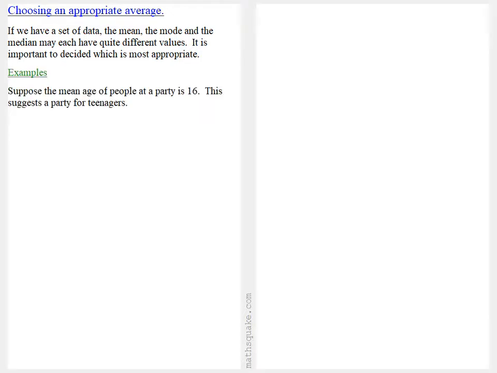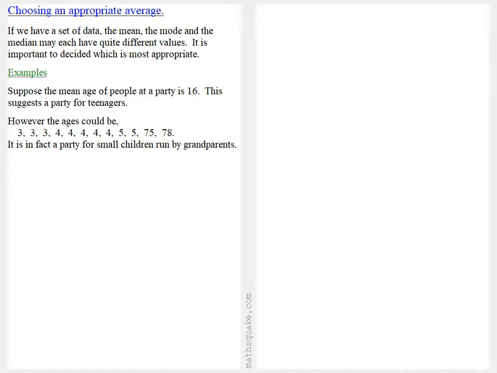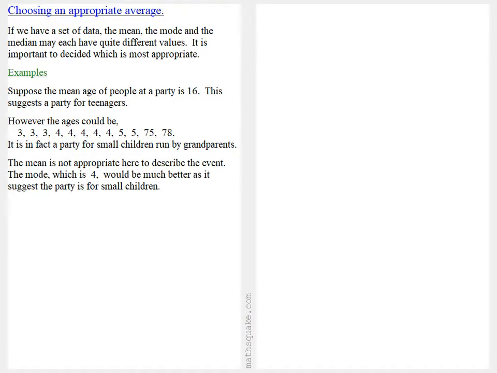Suppose the mean age of people at a party is 16. This suggests a party for teenagers. However, the ages could be 3, 3, 3, 4, 4, 4, 4, 4, 5, 5, 75 and 78. It is in fact a party for small children run by their grandparents. The mean is not appropriate here to describe the event. The mode, which is 4, would be much better as it suggests the party is for small children.